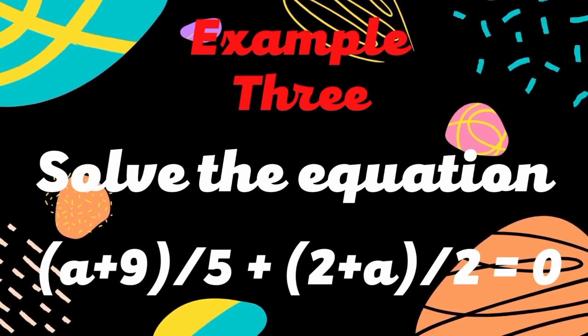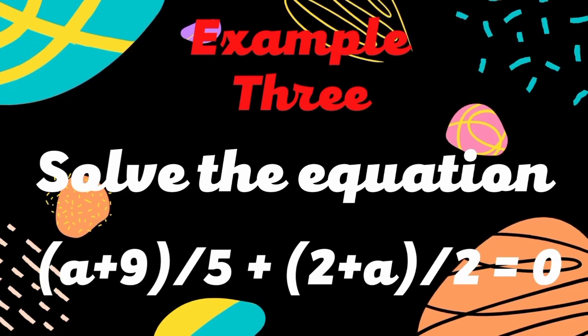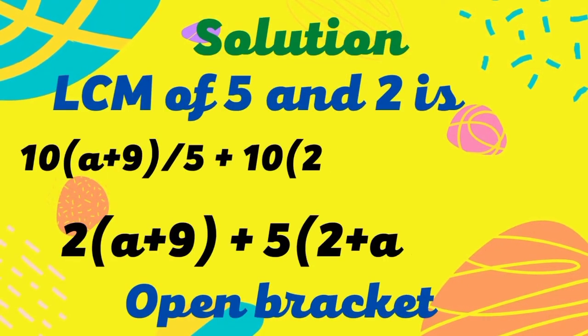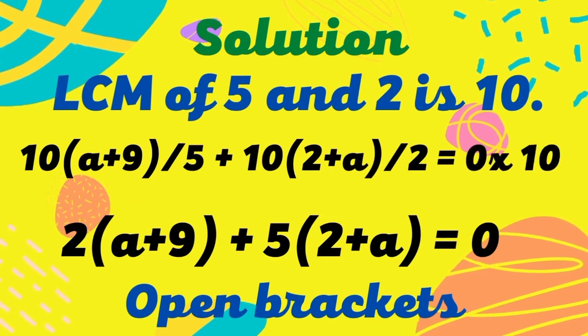The next example is example 3, and it says solve the equation a plus 9 over 5 plus 2 plus a over 2 is equal to 0. Just like the way we solved the previous example, all you need to do is to first of all look at the LCM of the denominators, which is the LCM of 5 and 2. So the LCM of 5 and 2 is 10.